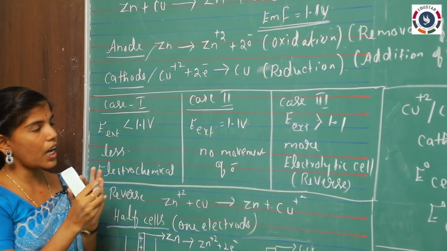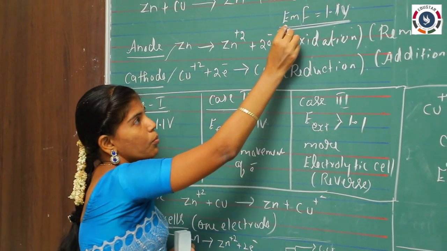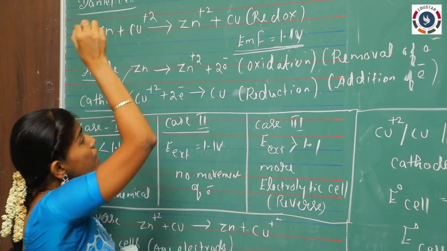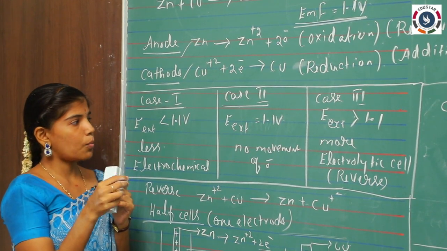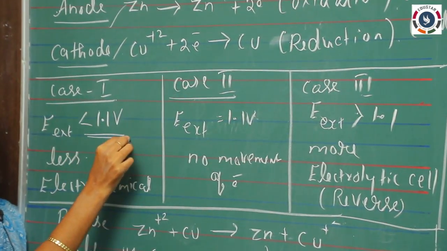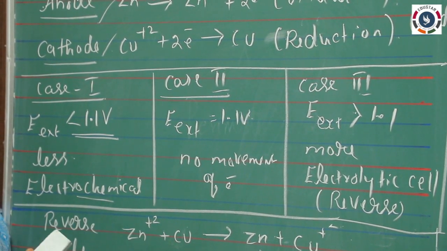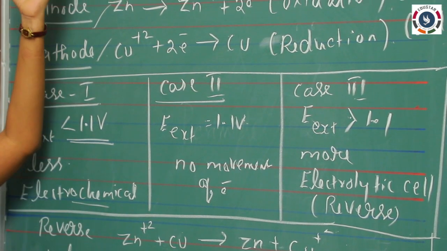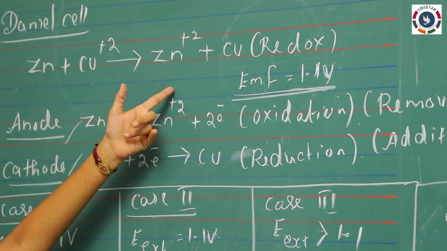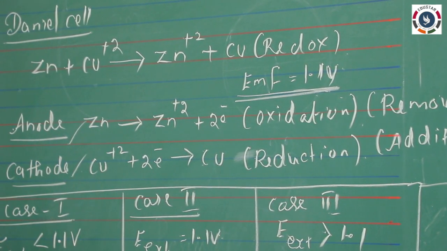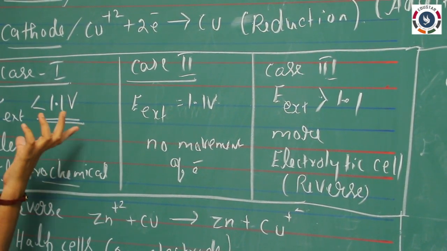Suppose I am supplying an external potential to the cell. What happens? Already we know the EMF of the Daniell cell is 1.1 volt. Suppose I supply an external potential less than 1.1 volt, then the cell is said to be an electrochemical cell. The reaction happens as described earlier, that is zinc combined with copper ions gives zinc ions and copper. This is the normal reaction. It will happen when we supply potential less than 1.1 volt.